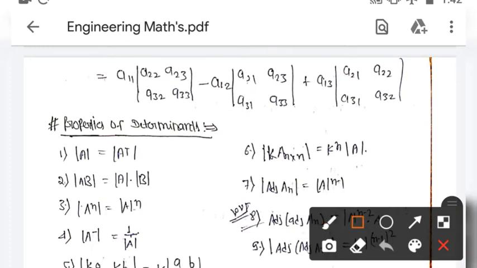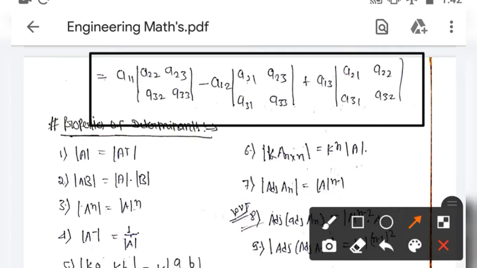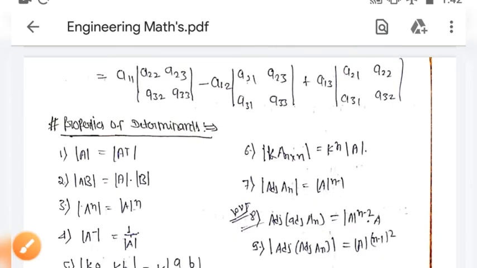So at the end we will be getting this one, and just cross multiply it and multiply with the corresponding element. You will be getting the determinant of the matrix. Okay, so this is how you need to find it.